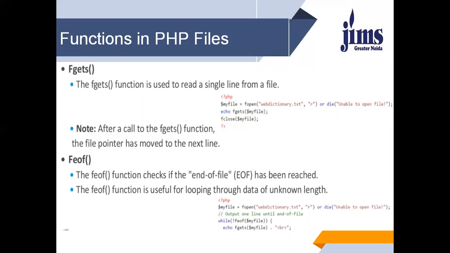After a call to the fgets function, the file pointer is moved to the next line. See here in this code, $myfile, you are opening a file. The file name is webdictionary.txt. You are opening it in read mode, and then you want to read a single line from the file. So you are passing the file name, and then you are closing the file with the help of the fclose function.